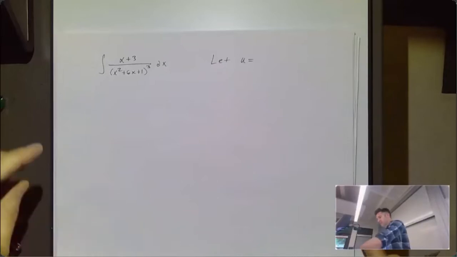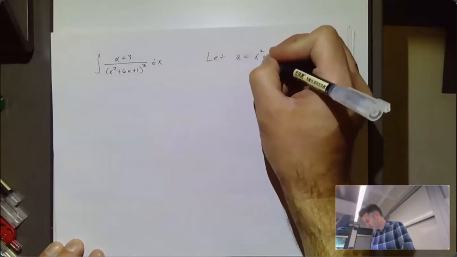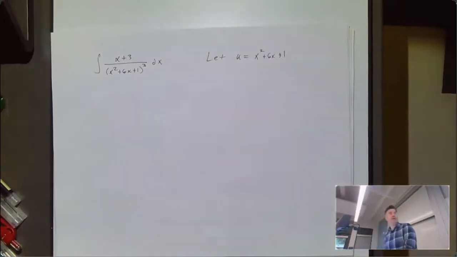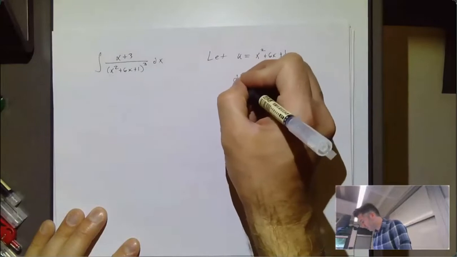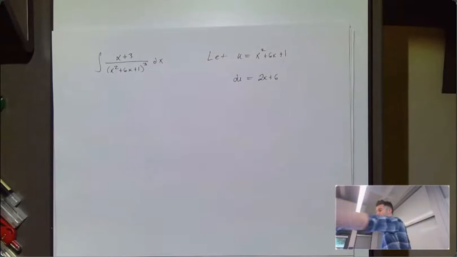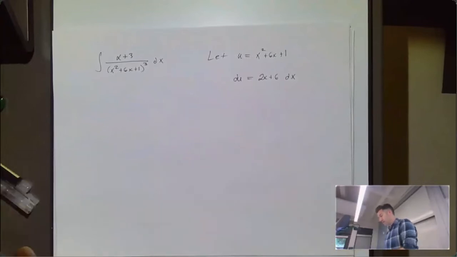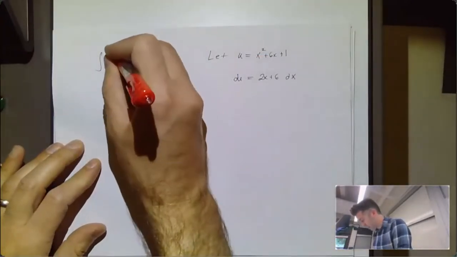So what's the thing that's stuck somewhere? I would say it's x squared plus 6x plus 1. It's definitely stuck in the denominator being raised to the third power. And more importantly, its derivative is 2x plus 6. So you might be like, 2x plus 6, and you're like, yeah, we have an x plus 3. It's just x plus 3 times 2. So I see an x plus 3 times dx.